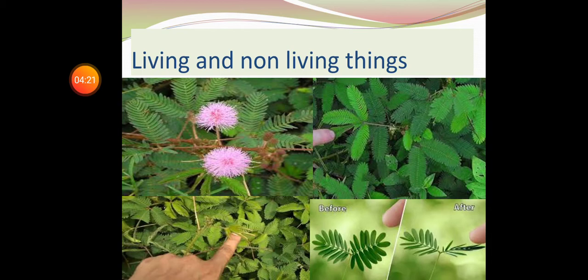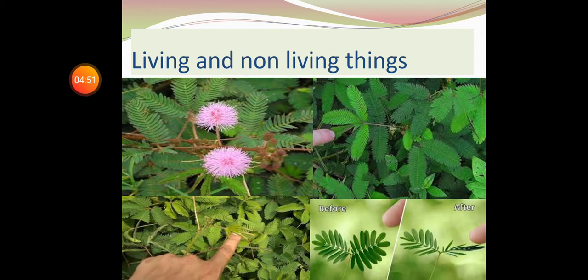But the leaves and flowers may move. A good example is the touch-me-not plant. You may feel the touch, enjoy the touch-me-not plant. Mimosa. The scientific name is Mimosa. When we touch the plant, it will close its leaves. After some time, it will open. It shows movement when we touch it. So these are a few examples.